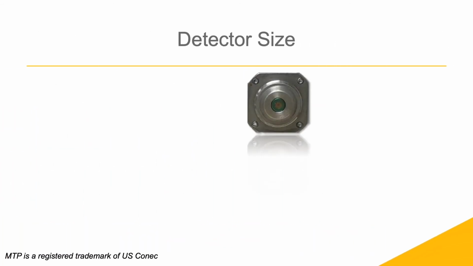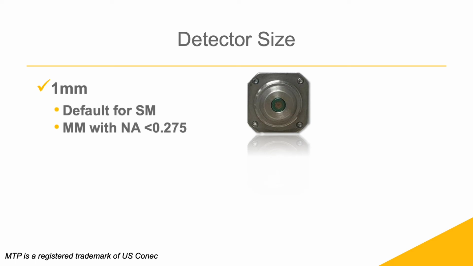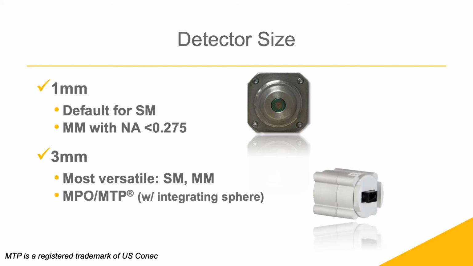Detectors come in several sizes. The 1mm detector is the most common one used for single-mode fiber. It is also suitable for multi-mode with numerical apertures less than 0.275. The 3mm detector is the most versatile detector as it supports all simplex fibers and can even measure duplex and ribbon cables by adding an integrating sphere.